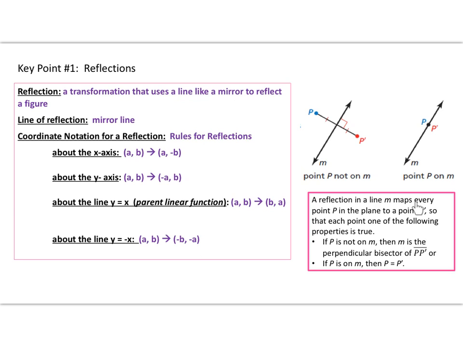And here are some things that are true for our reflection. A reflection in a line maps every point in the plane to its copy or its image, so that for each point one of the following properties is true. If P is not on line M, then M is the perpendicular bisector of segment P P prime. Or if point P is on the line, then P equals P prime. And here are our two illustrations of these two cases.